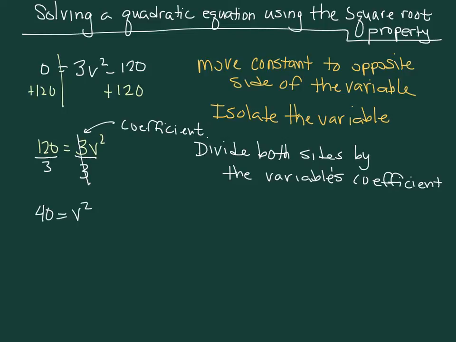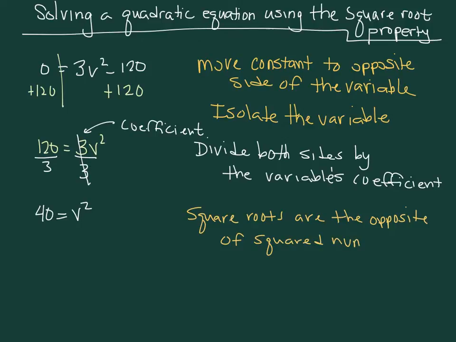Now at this point, I got to get rid of the squared. So whenever you need to get rid of a square, you have to square root. So square roots are the opposite of squared numbers. Okay? So, because you know that, we are now going to square root this and square root this.